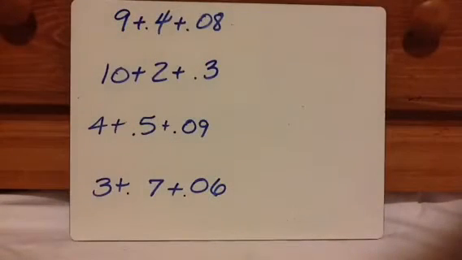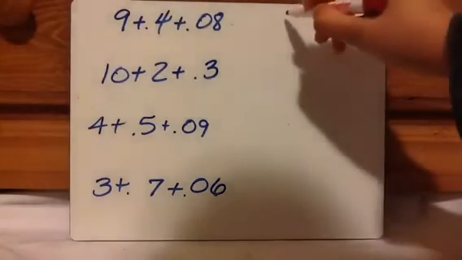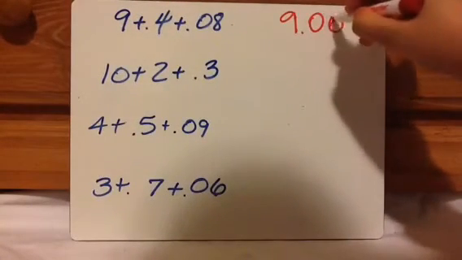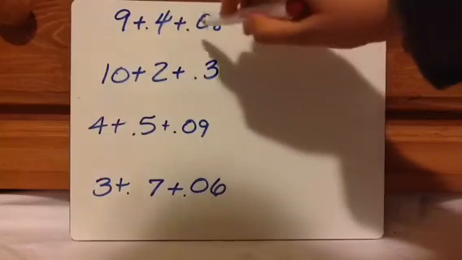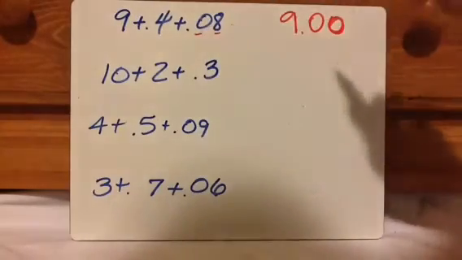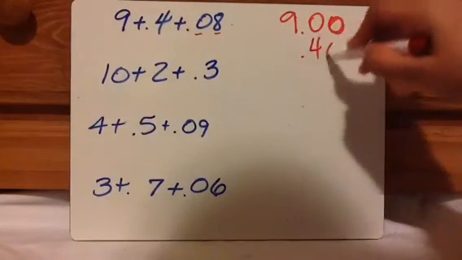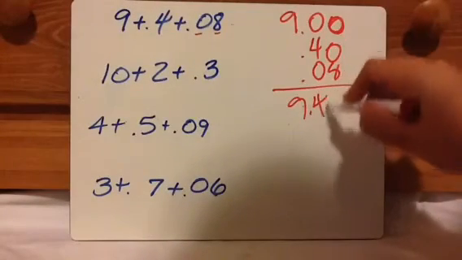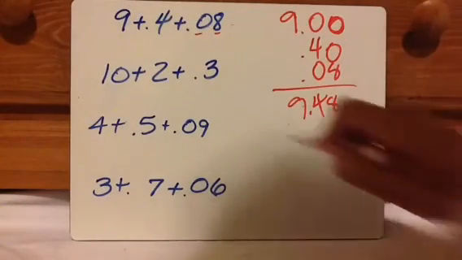Okay, so now let's work it backwards. We have 9 plus 4 tenths plus 8/100ths. So remember that invisible decimal after 9. And I'm going to go ahead and put 9.00 because I know this goes 2 places after the decimal. So then I'm going to just line everything up, and there's my answer. It's that easy.